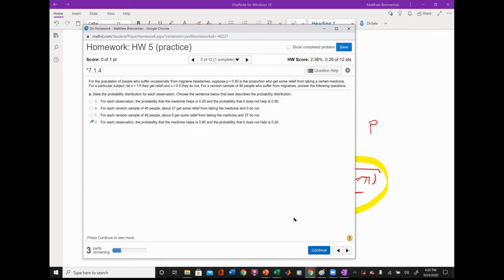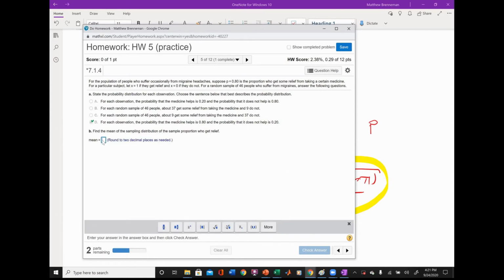Okay, so now there's going to be some more parts to this. Find the mean of the sampling distribution of the sample proportion to get relief. This is just a fancy way of saying, what is the mean of the sample percentages? And we know that's always the population percentage. Okay, that's always the case. The central limit theorem tells us that.